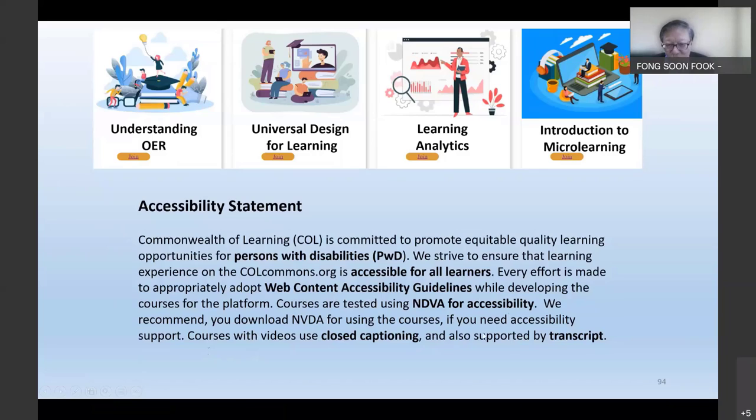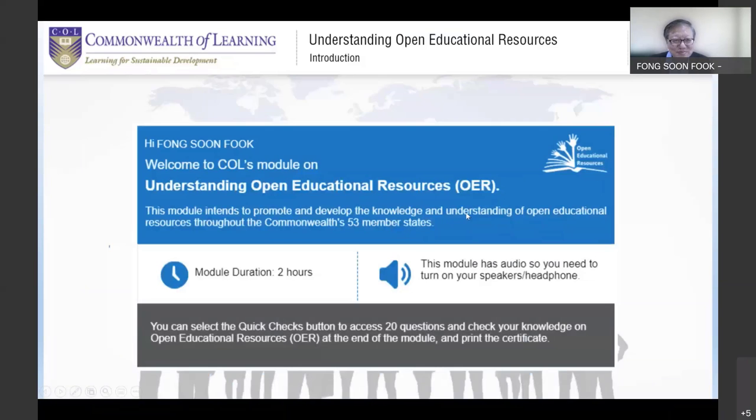We recommend you download this if you need accessibility support, courses with video or captioning, and complete transcripts. Depending on time, I may go through that afterwards, briefly. If no time, you can go through it yourself. So, for example, this course, Understanding OER, is 2 hours. Okay, you go in, you should be able to go through them.